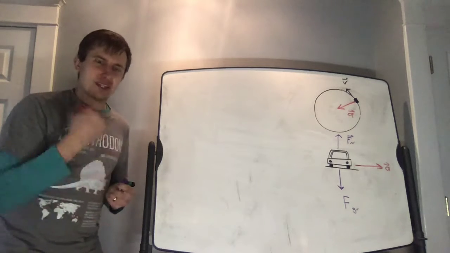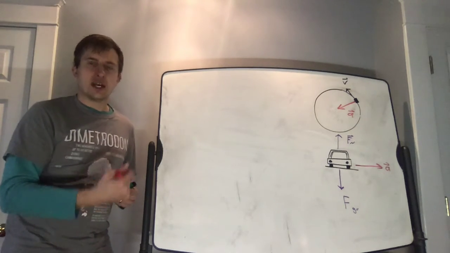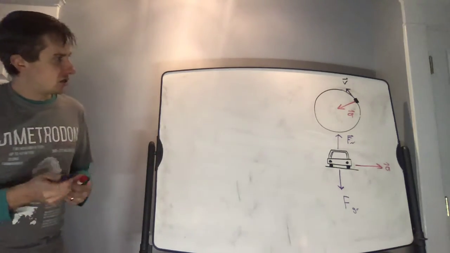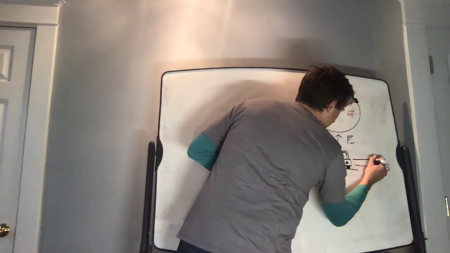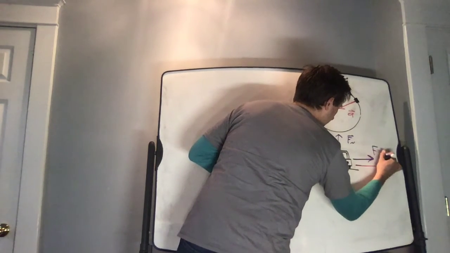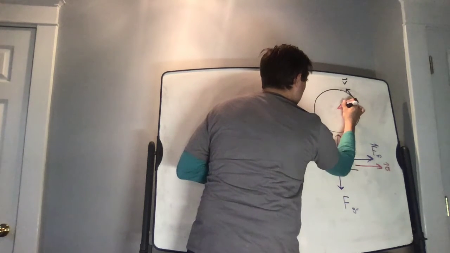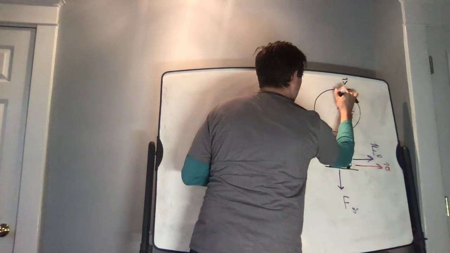The car is physically in contact with the road. The tire is pushing on the road. The tire will cause the car to change its direction. So it is the force of friction that causes this acceleration. And in this overhead view, I could draw the force of friction to look something like this. Force of friction.